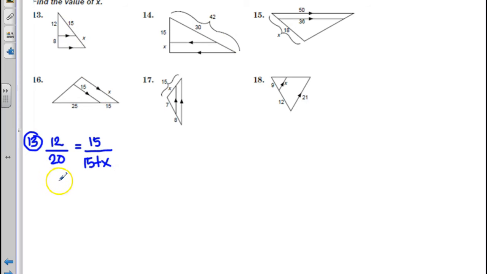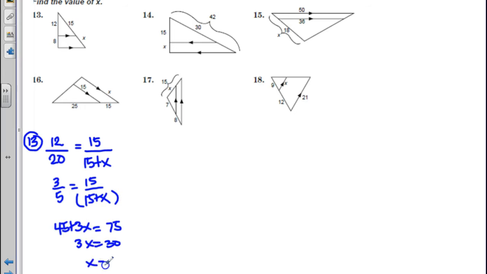All right, so I reduced this guy, and I took out a 4, so that's 3 over 5 equals 15 over 15 plus x. So cross multiplying here, putting parentheses around this, I have 45 plus 3x, multiplying 3 by 15 and 3 by x, equals 75. Subtracting 45 from both sides, and then dividing by 3, x is 10. Now that's using Theorem 9.4.